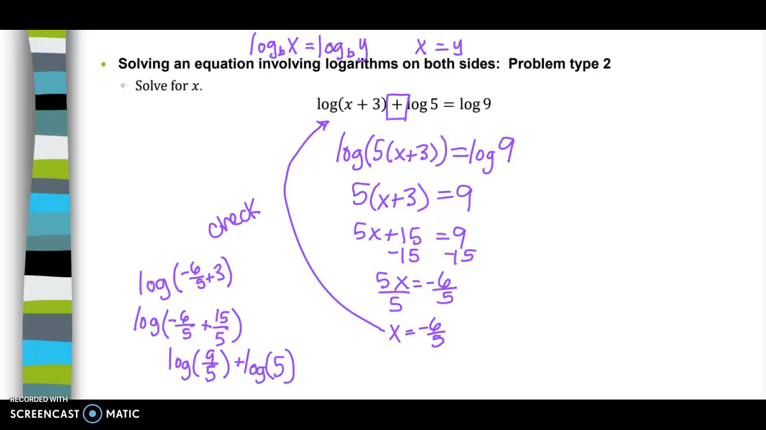Now remember, what do I do with these logs? I multiply the insides and I end up getting log of 9, which is what I have on the right hand side. So it does work, and it's only going to give me a positive number inside of a log, so no worries there. That one will work.